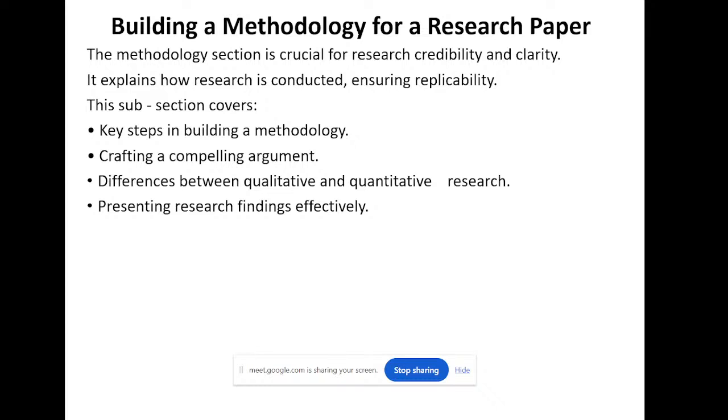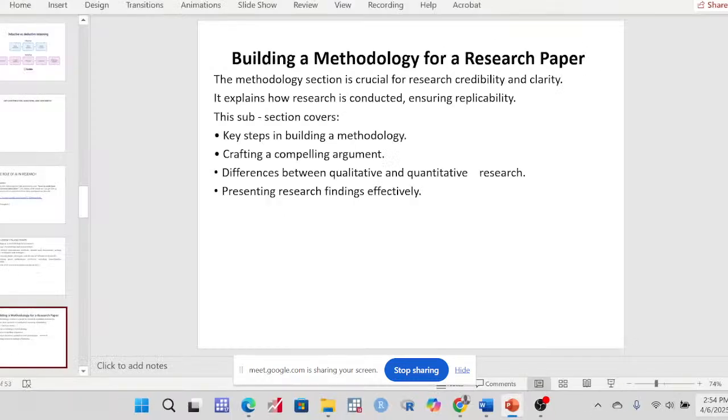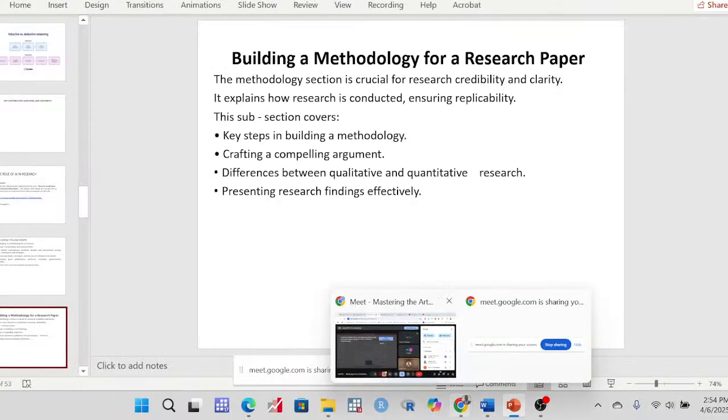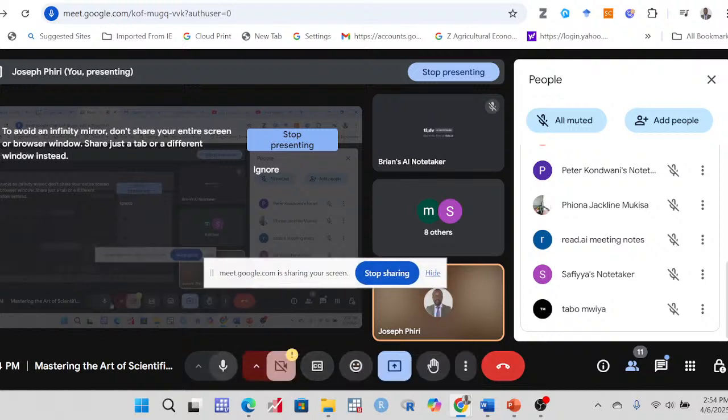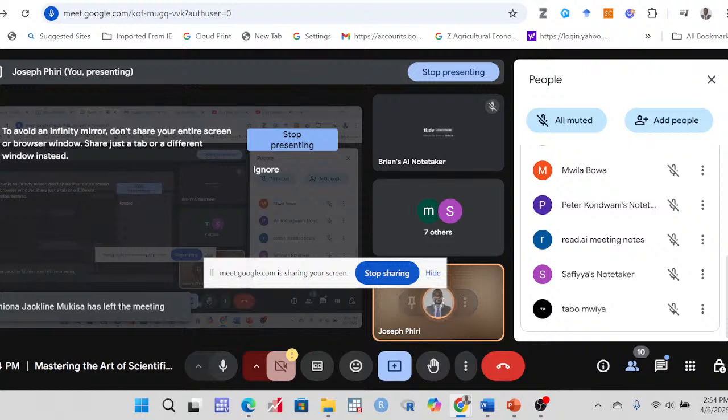Anybody wants to comment? Tavo, Fiona, Mwila, do you want to comment on your thought on what comes to your mind when you hear methodology and its importance and how you could apply it? Just one or two quick comments and then we proceed.